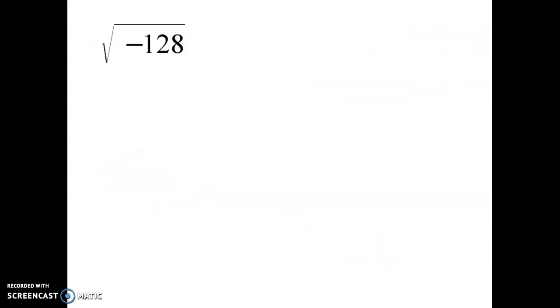All right, let's look at that with some larger examples. So look at this one. The negative is on the inside. What does that mean for our final answer? Well, what that means is when we split this up, we're going to have square root of -1 times the square root of 128, and this one is going to have an i in the final answer.